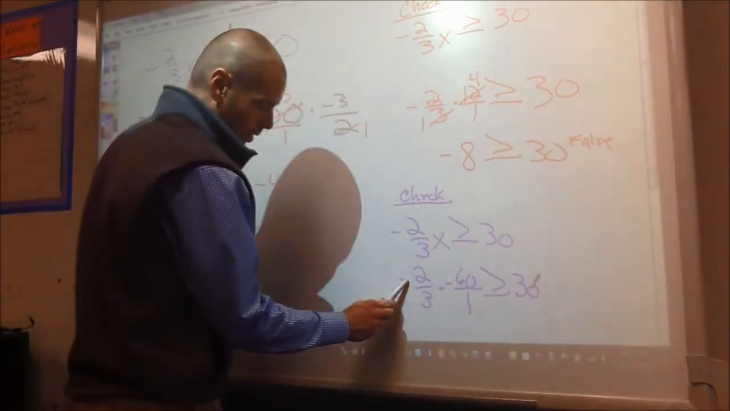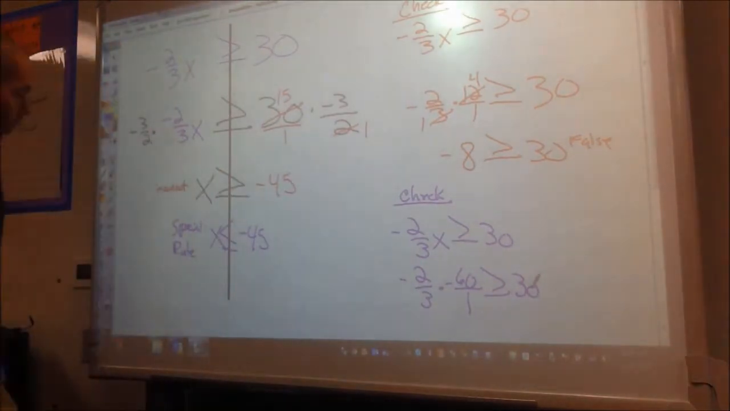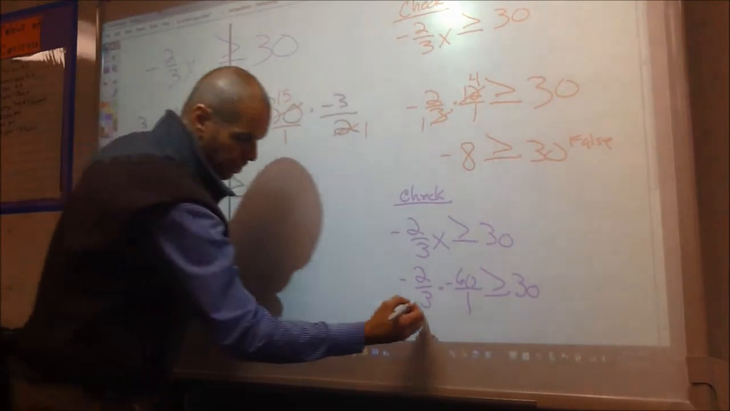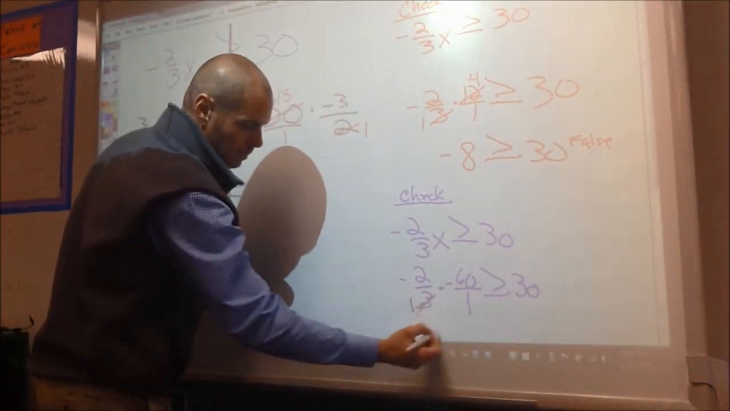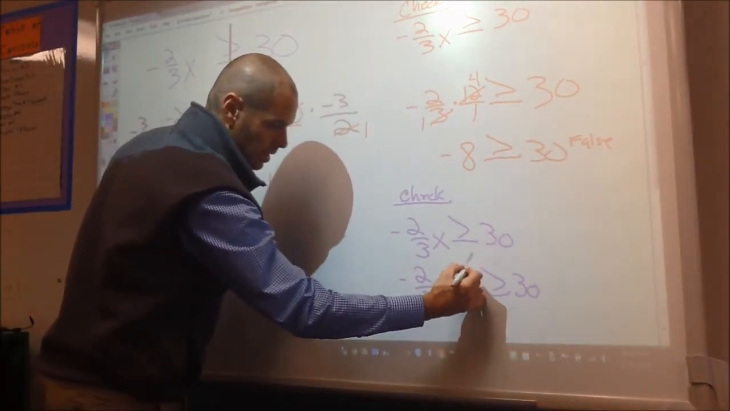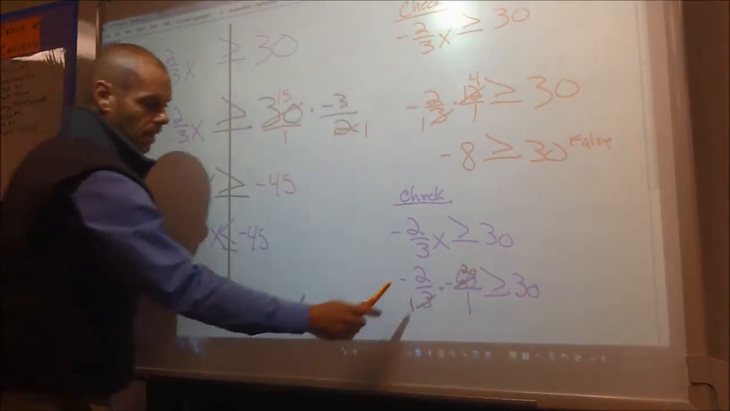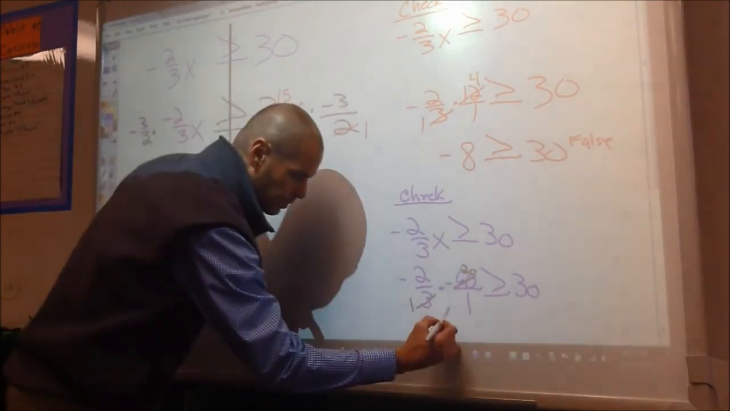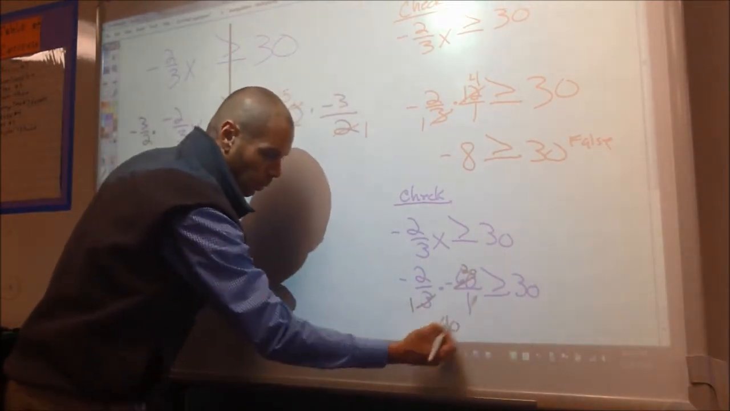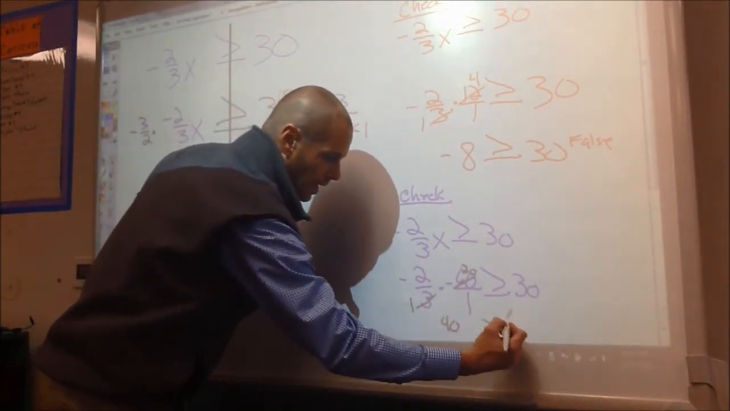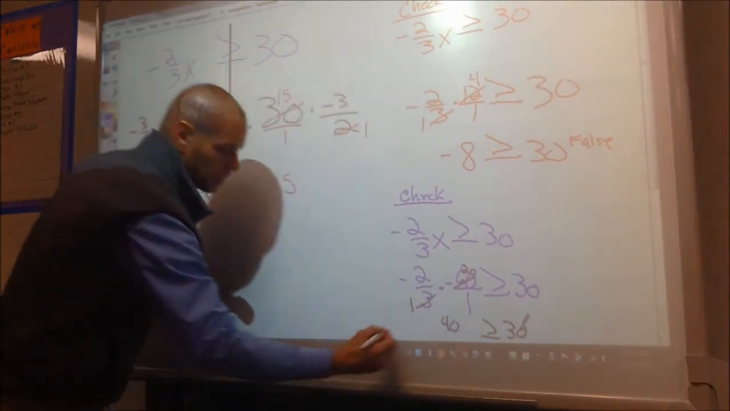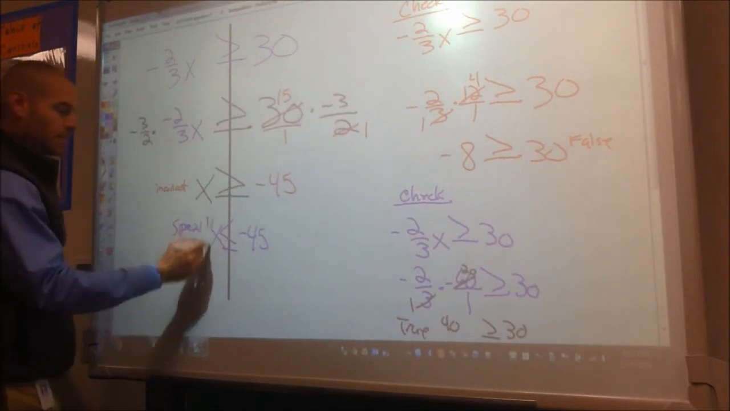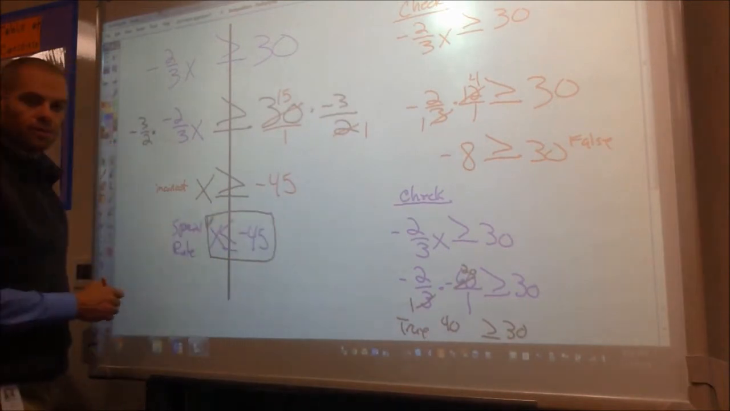So let's go with negative 2 times negative 60, or I can cross reduce, which is what I'm going to do. 3 goes into 3 one time, 3 goes into 60 20 times. Negative 2 times negative 20 is 40, and that's over 1, so it's just 40. And that is greater than or equal to 30, so this is true. And because that's true, that means that this is the right answer.